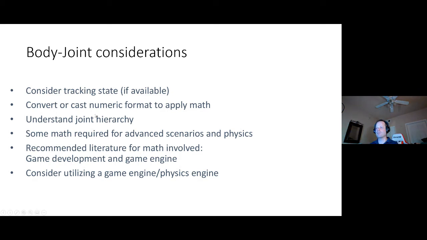You want to do math on it, so you may want to convert it to a numerical format that is convenient for the math you're doing. You want to understand the joint hierarchy, as I mentioned, the wrist and the elbow, for example, and then do all that math and so on. In general, you want to read about gaming engines and physics engines and game development. Those have the best references to do math on 3D data.